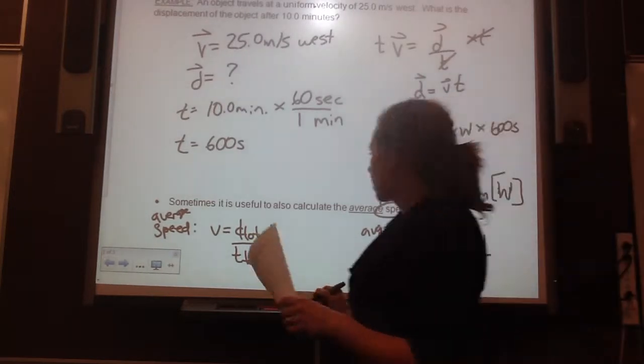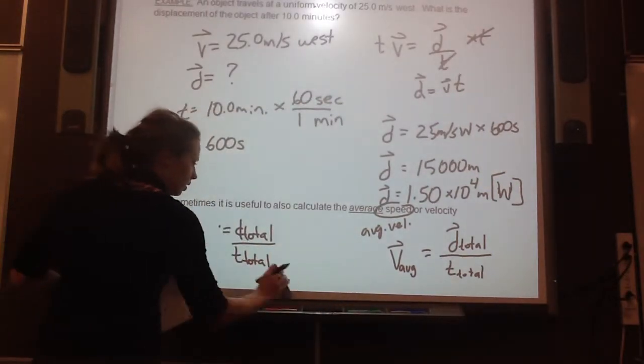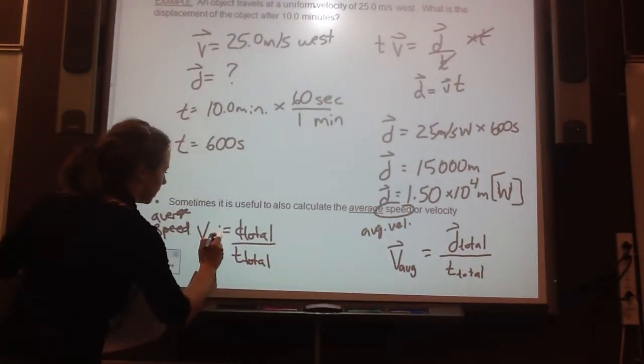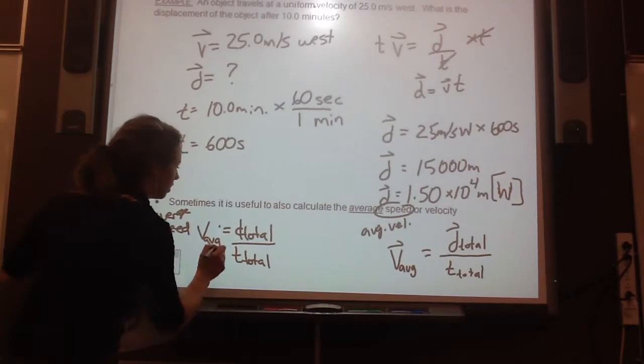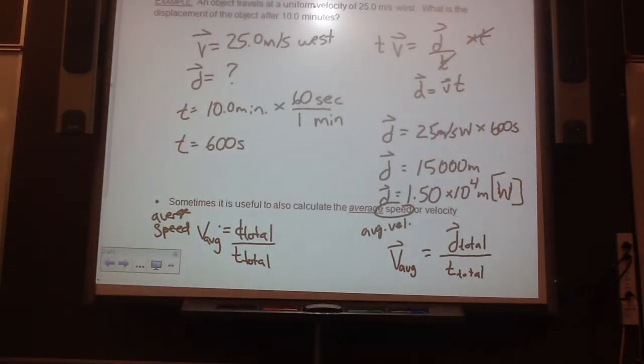And this one we should actually put our v without the arrow and put AVG beside it too, for average.